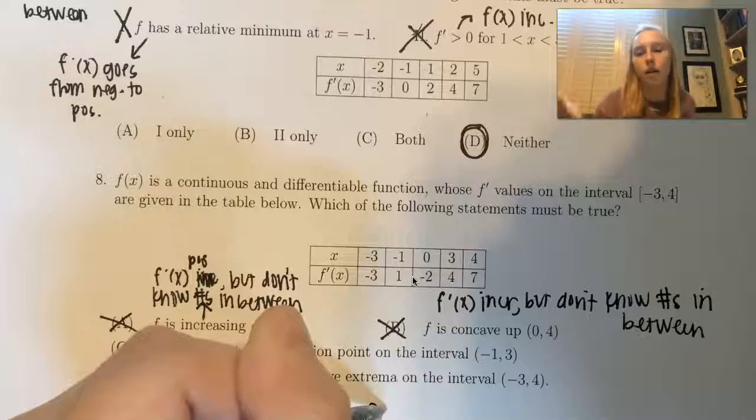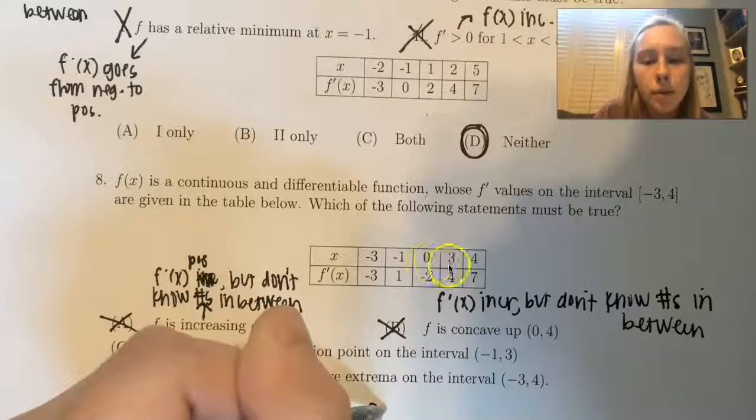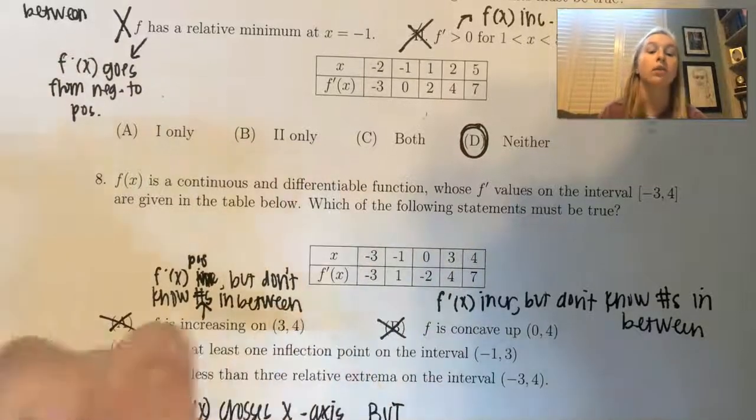Looks right, looks right. Once again, stupid question. We don't know the values in between. There could be random crossings of 0 in between 3 and 4, there could be another random relative extrema. So that could be wrong.